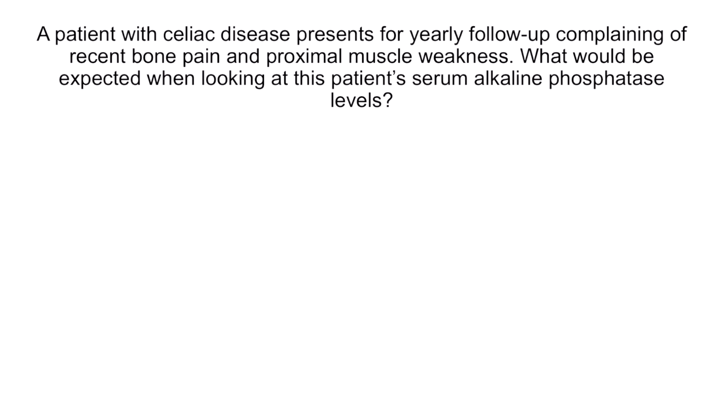Returning to osteomalacia, let's do a quick question. A patient with celiac disease presents for yearly follow-up complaining of recent bone pain and proximal muscle weakness. What would be expected when looking at this patient's serum alkaline phosphatase levels? Okay, well, the patient presents with complaints of bone pain and proximal muscle weakness, which, in addition to difficulty ambulating, are part of the clinical presentation of osteomalacia. This patient also has celiac disease, which is a known risk factor for osteomalacia because it leads to malabsorption of calcium and phosphorus. And based on the diagnosis of osteomalacia, we would expect the serum alkaline phosphatase to be elevated.